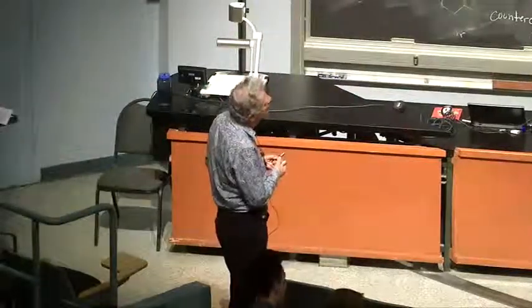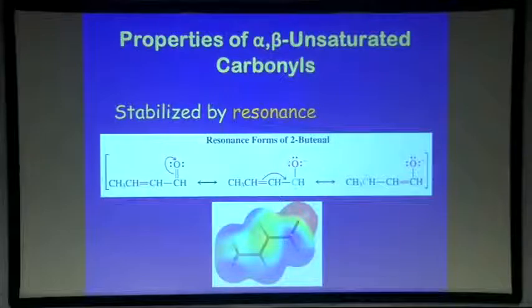And that can be shown in an electrostatic potential map. Here's the carbonyl function. Here's this carbon. A lot of blue, of course, because that's the carbonyl carbon. But there's a fair amount of blue, well, sort of greenish blue, on this carbon over here, indicating that there is carbocation character at this carbon.